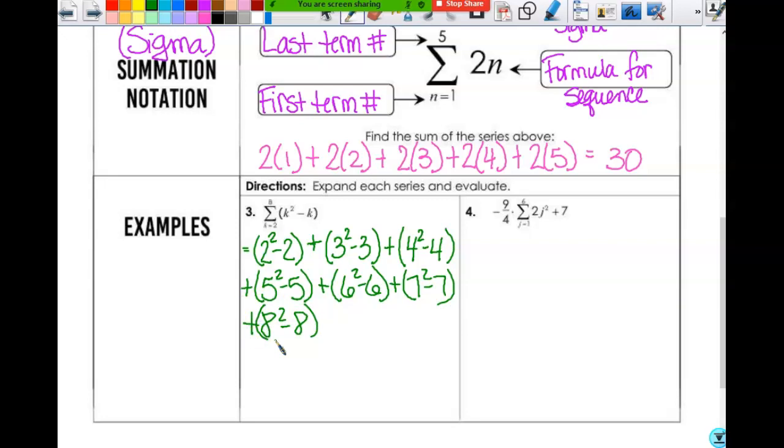Okay, so I went from 2 to 8, substituted in there. That's the expansion of it. And then when I evaluate it, that means I find the actual value of that. So I would add that up, and that would give me 168. Okay. What questions do you have? Understand what it's asking you to do? Because what it's asking you to do is very simple. You just got to understand what it means.